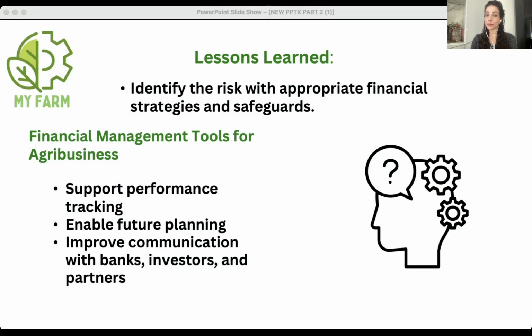Well, now let's focus on the lessons learned from that part. So, identifying the types of risk for your farm is essential for selecting appropriate financial strategies and safeguards. Here we can focus on financial management tools for agribusinesses. Effective financial management enables producers to track performance, plan for the future, and communicate clearly with banks, investors, and partners.